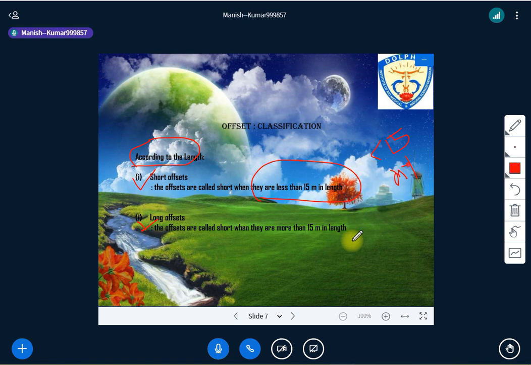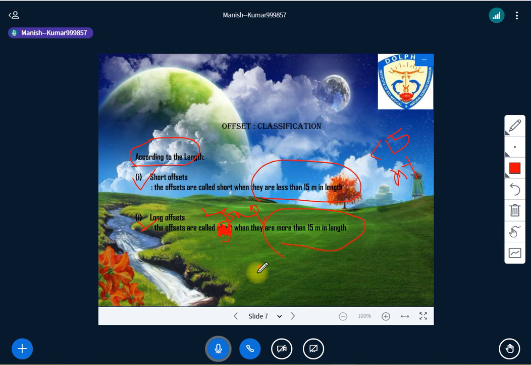And the long offset means they are more than 15 meters in length. That is long offset. By mistake it was written over short, so we have to rectify it. It is long, right? They are called long. Let me rub it out. Maybe sometimes it happens. So the offsets are long when they are more than 15 meters in length, and not only more than, equal to also.